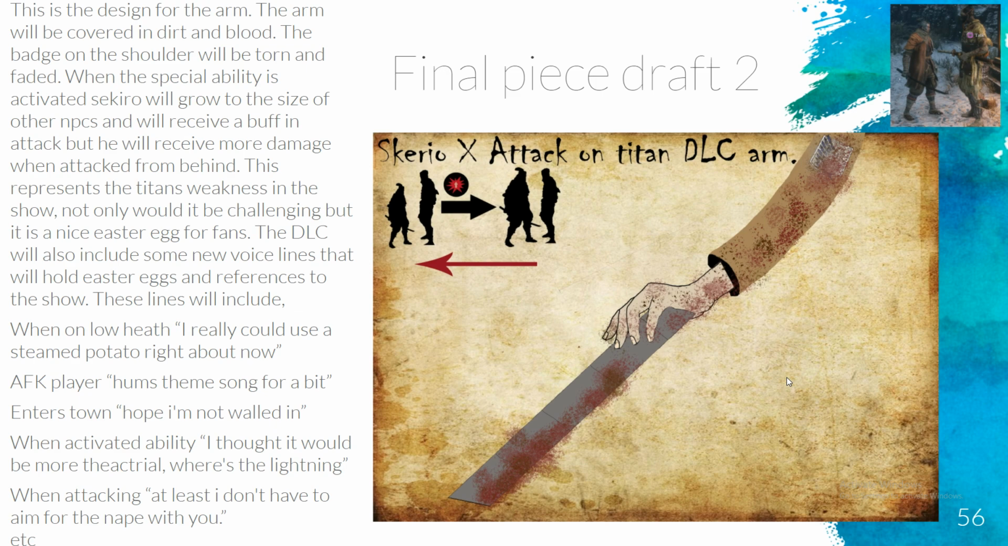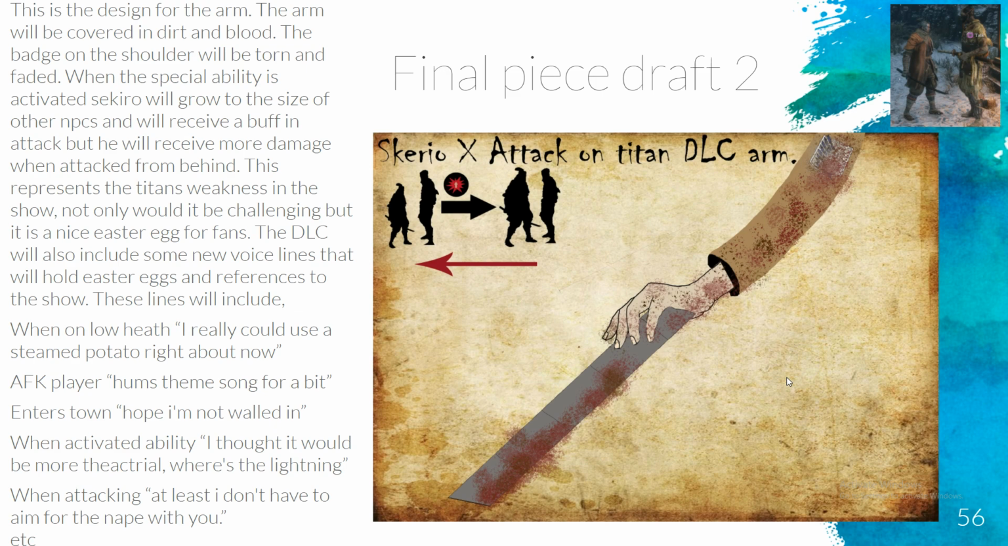These lines could potentially include, when low in health, "I could really use a steamed potato right now," referencing Sasha eating steamed potato during the introduction. When AFK, you can hear him hum a bit of the theme, for example. When he enters a town, "I hope there's no walls," referencing the walls humanity hides behind from the Titans.